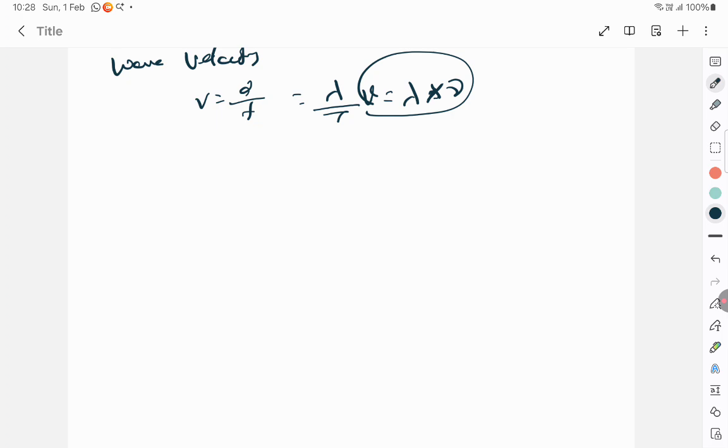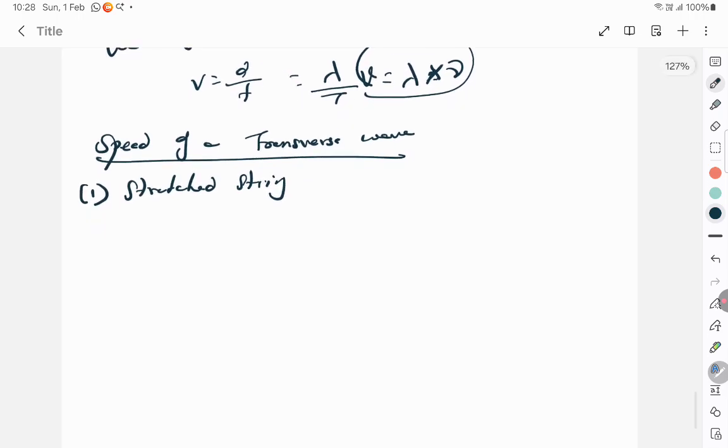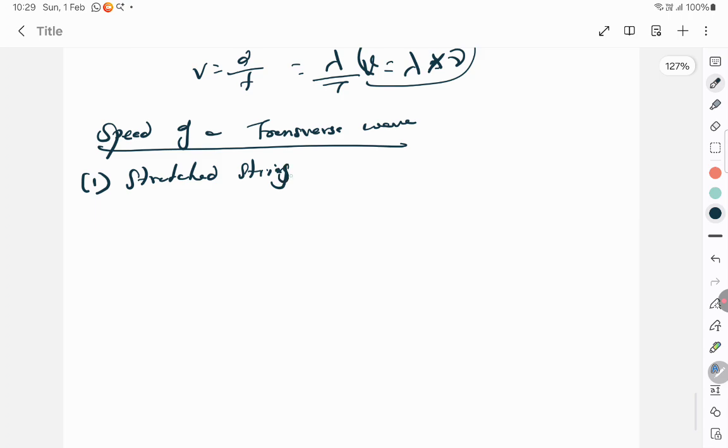Okay. So let's talk about the speed of a transverse wave. Next topic: speed of a transverse wave. I cannot talk about vacuum here, so I have to talk only about a medium. Let's take a stretched string and create a transverse wave in the string. What are the factors present in the string? There's a tension in the string. There's mass per unit length in the string.